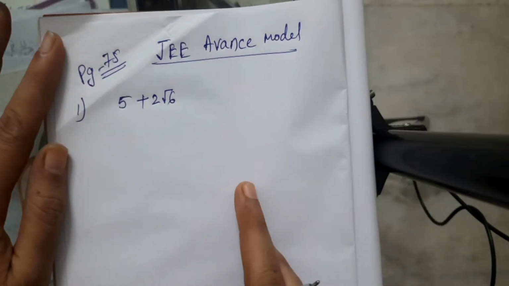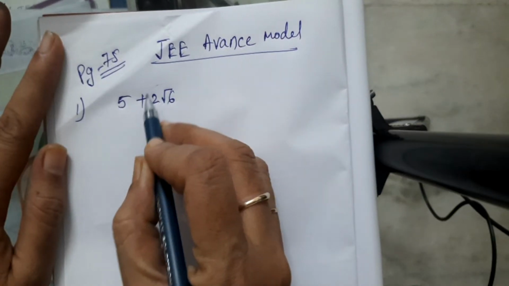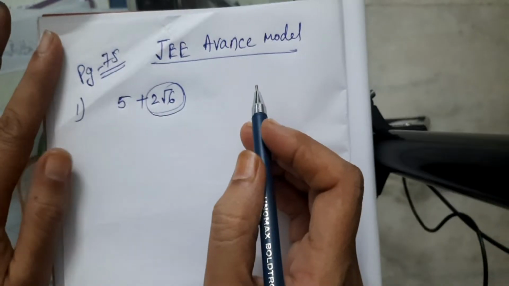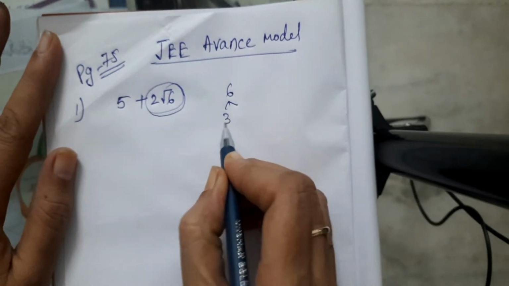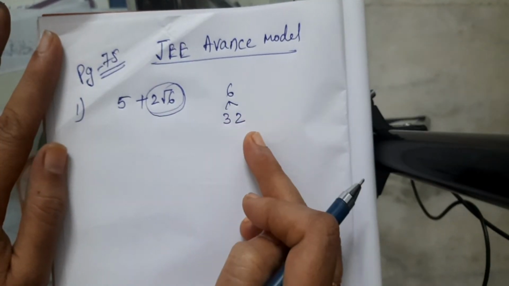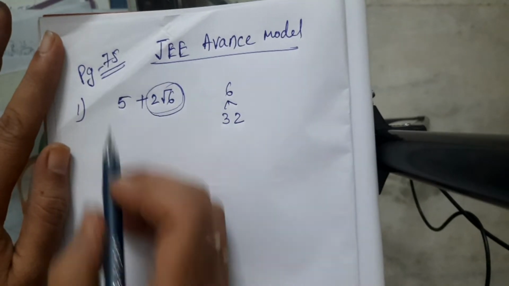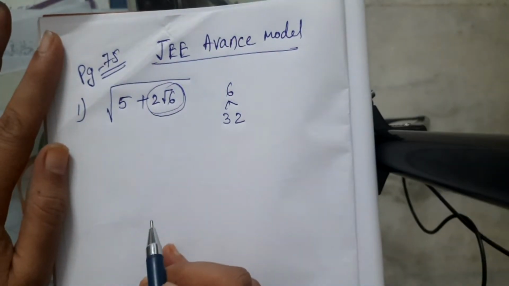So how are we going to rationalize? If you recall, I told you that whatever number is there in root form, we need to find its factors. Here root 6 is there. Factors of 6 are 3 and 2. By adding them, we are getting this number. So how are we going to represent it? The question is to find the square root. So overall, we'll place the square root.